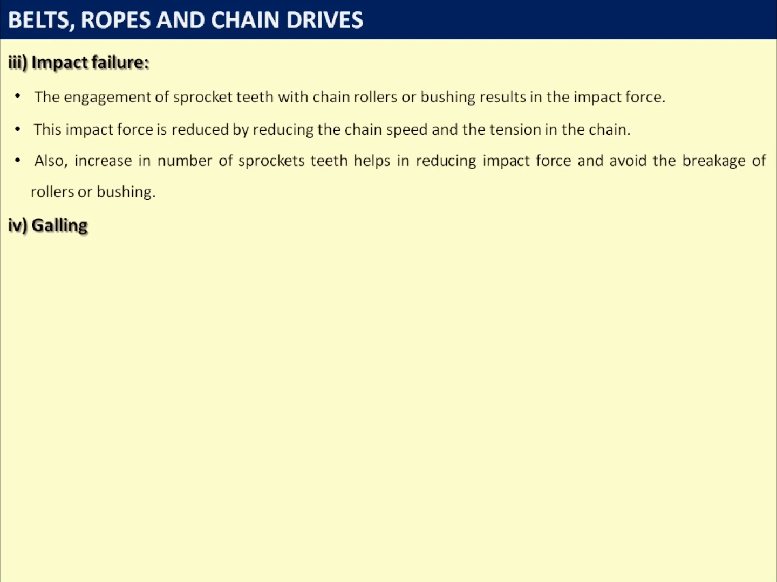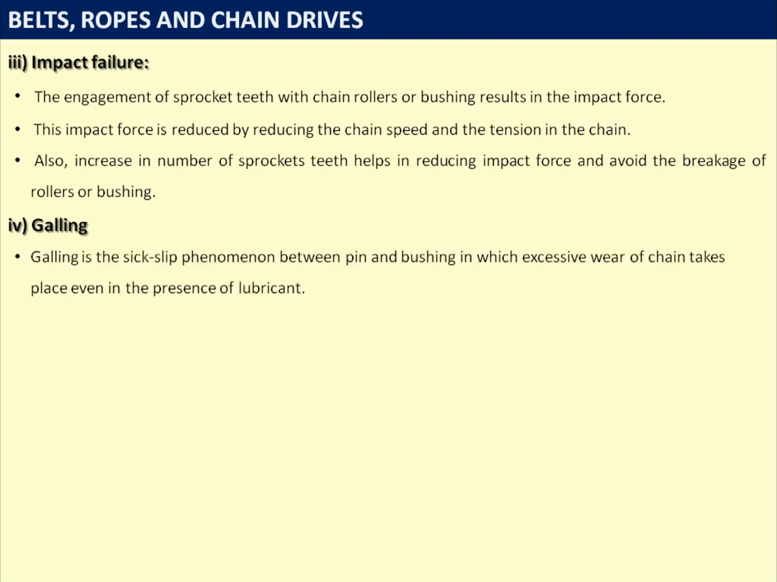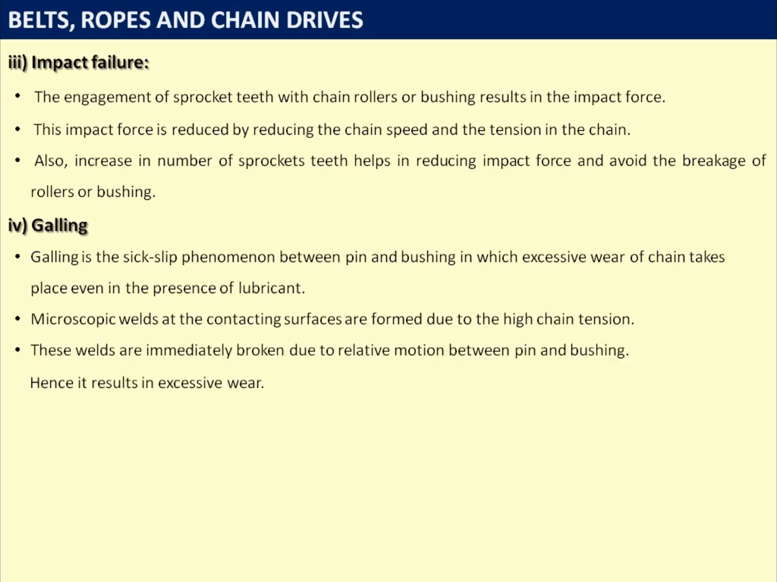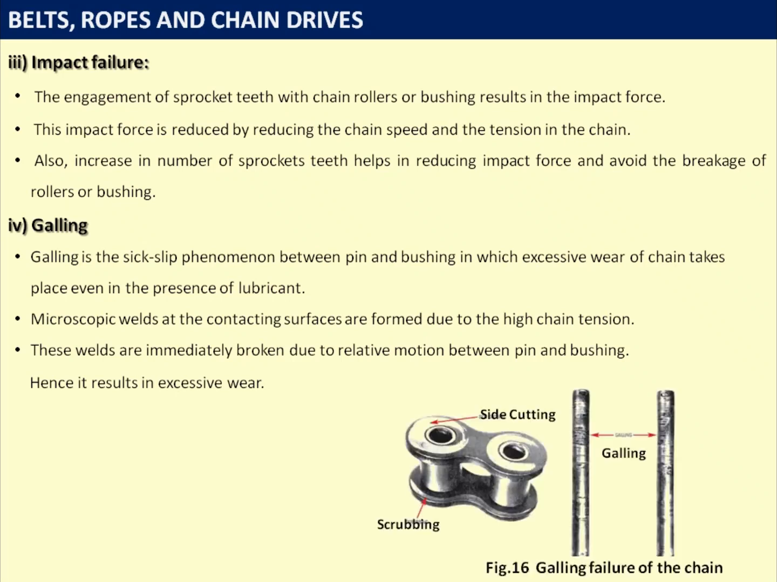Now the next failure is galling. Galling is the stick slip phenomenon between the pin and bushing in which excessive wear of the chain takes place even in the presence of lubricant. Microscopic welds at the contacting surfaces are formed due to the high chain tension. These welds are immediately broken due to relative motion between the pin and bushing. Hence, it results in excessive wear. So this figure shows the galling failure of the chain.